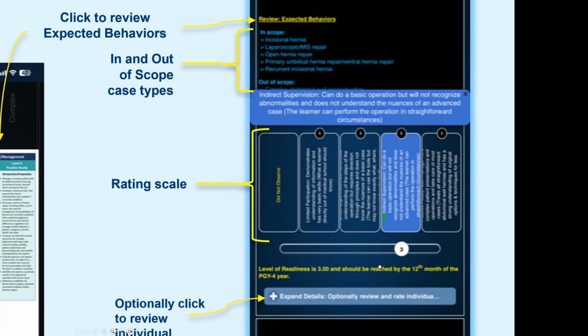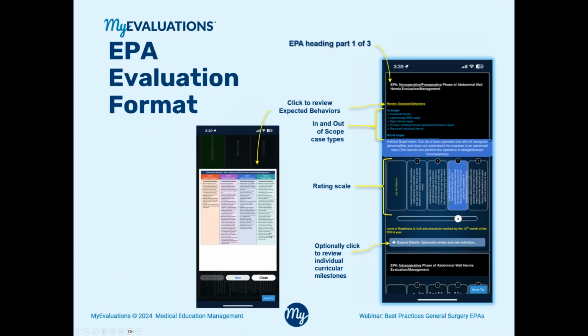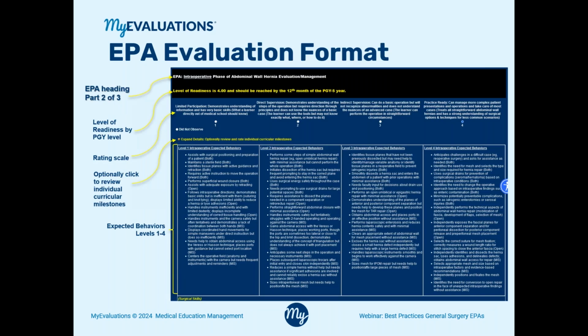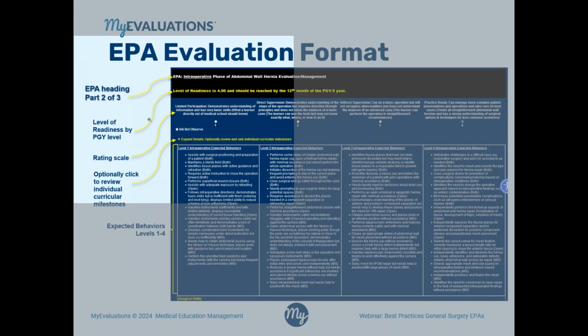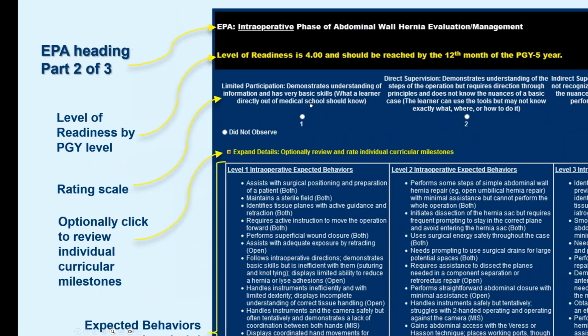They can just move across to whatever that individual score is. And again, they can expand to review the individual curricular milestones. So whether they're doing this on the website or on the mobile app, they have exactly the same functionality available to them. As you scroll down the evaluation, remember each EPA is actually broken down into 3 sections.